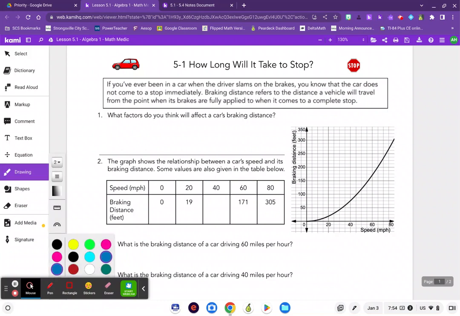Okay, well, some things that come to mind might be the condition of the brakes, right? If they're brand new brakes, I think you're going to stop faster. If they're old, worn out brakes, I think it's going to take a longer time for you to slow down. I might say something like the condition of the brakes. It might depend on the model of the brakes or the model of the vehicle, so type of car.